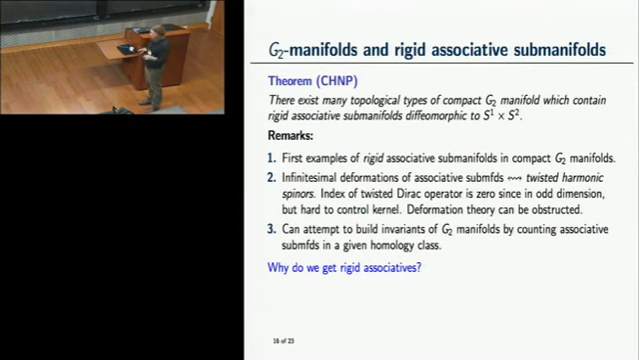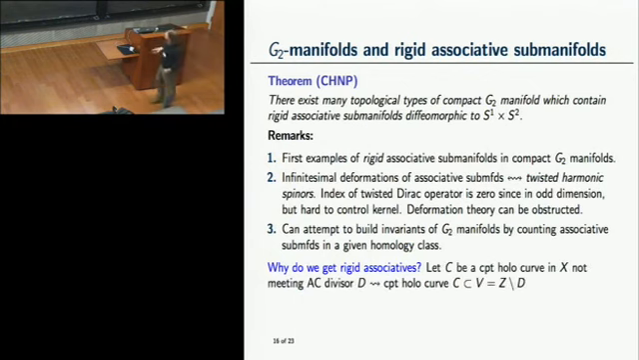Except for one example, all of Dominic's examples have some obvious reason to have B2 being non-zero, basically because of the way he constructs things by resolutions. So just to make sure we understand why we're getting these rigid associatives.